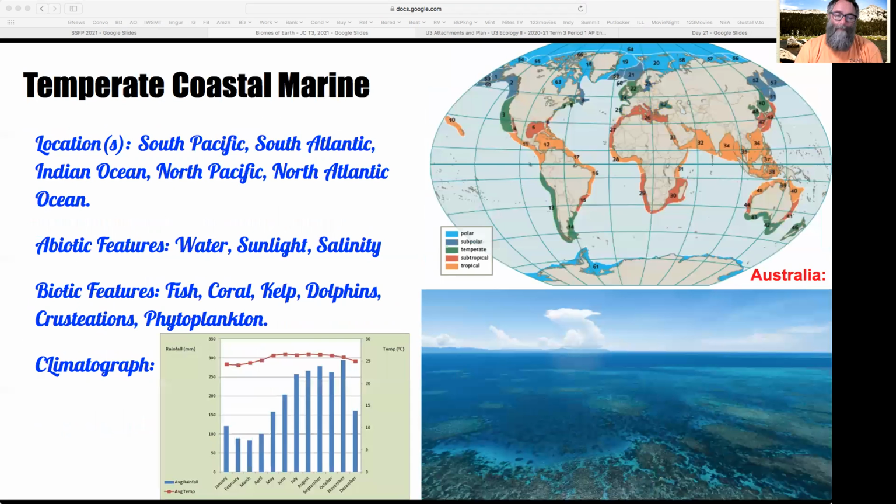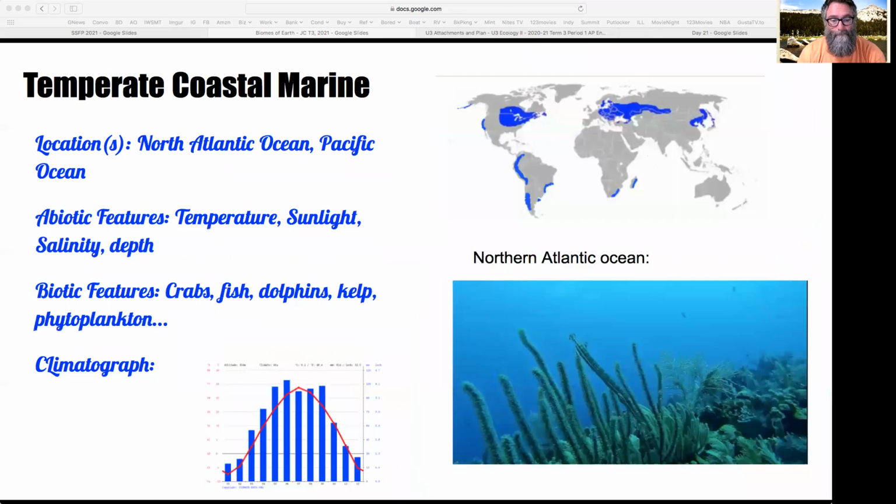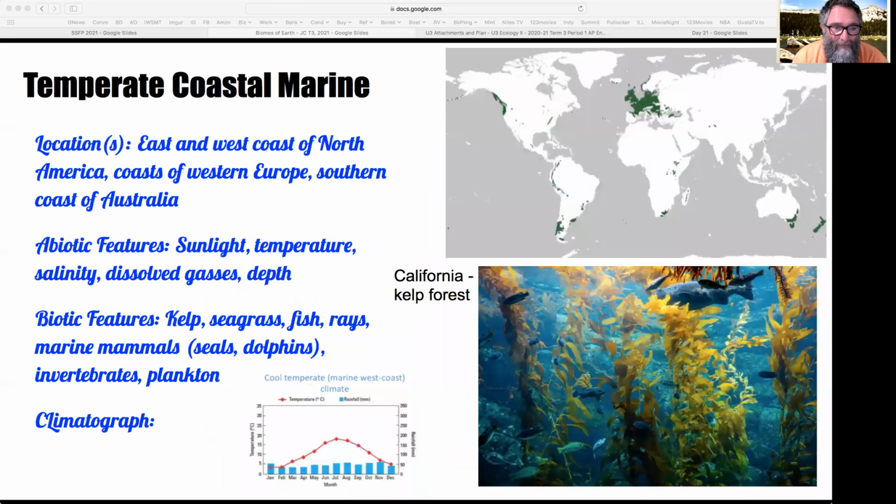Okay, so temperate coastal marine is where you live. It's the green in this map. And this is actually super productive. These are globally some of the most productive oceans year in and year out. So over the course of the entire year, these are the most productive oceans. That's where you and I live. So I was hoping somebody would, yeah, there we go. There's the kelp.